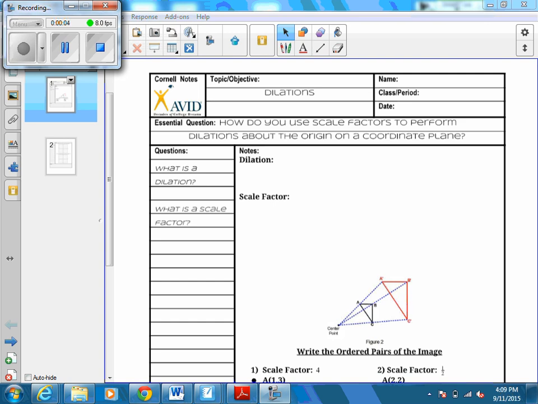So if you look at our video for today, our video is going to be on dilation. As usual, let's go ahead and start with some vocabulary. If we look at the first part, it says dilation. And dilation is going to be a transformation.